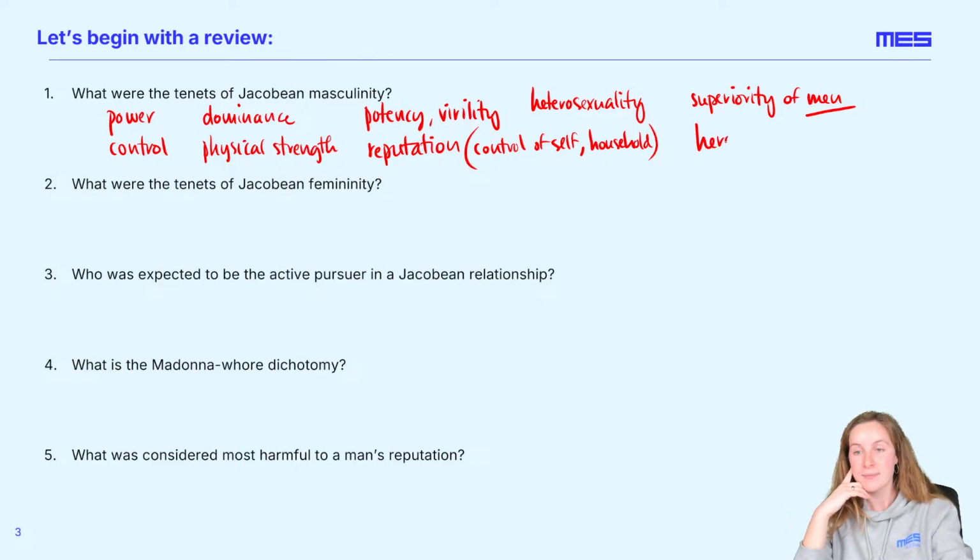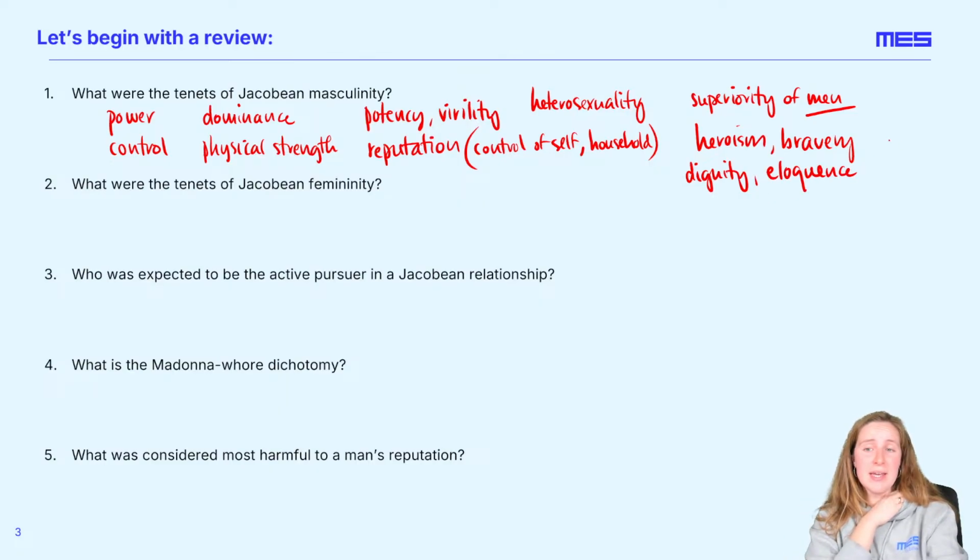Absolutely. This idea of heroism and bravery, of course. Also alongside this is this idea of dignity and eloquence. So this idea of being well-spoken, of being dignified, of having a good head on one's shoulders, of having self-control as well as control over others, of having influence over others.